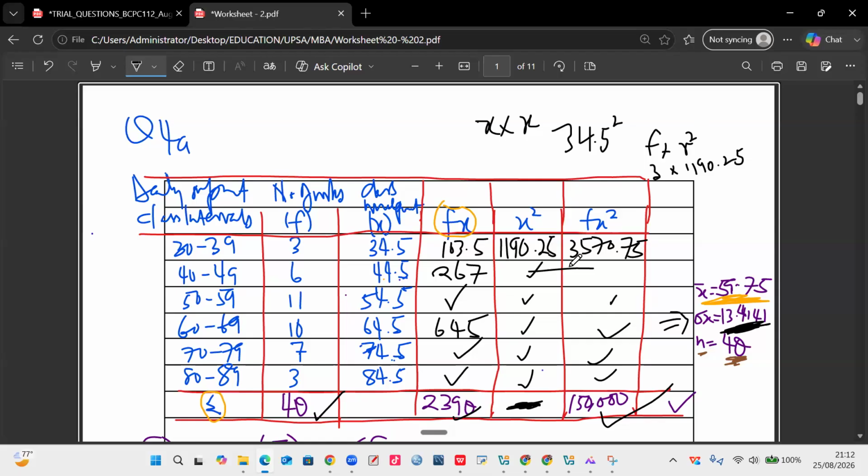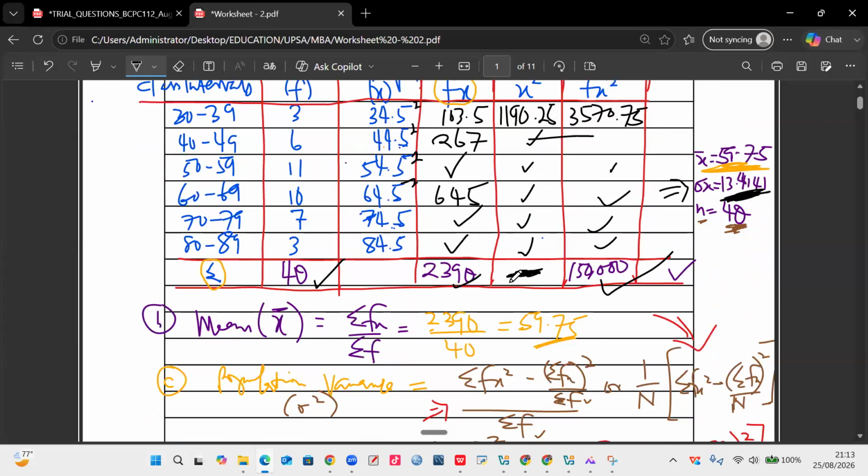You do the same for all the other class intervals. 6 times what you get for x squared. X squared means pick the x values and put a square at the top. That's all. You punch it on your calculator. Pick the next one, put a square at the top on your calculator, write it here. Here, put a square at the top, write it here.